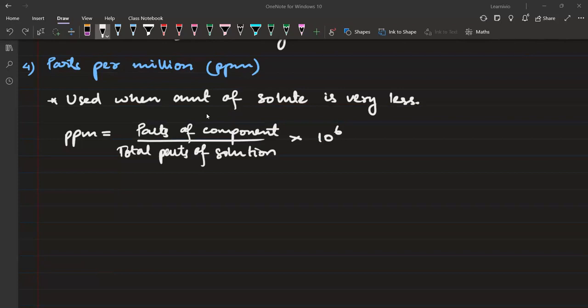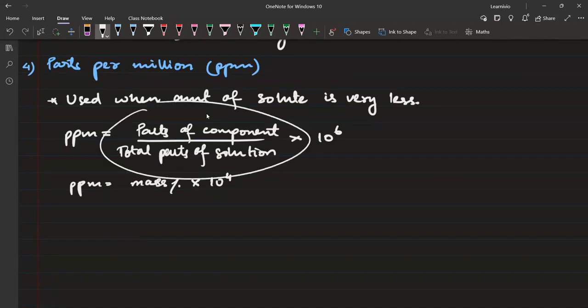Now there is a relationship between mass percentage and ppm. I can write ppm is equal to mass percentage multiplied by 10 to the power 4. Because mass percentage has the fraction part. This fraction part is the same, multiplied by 100. And if you multiply 10 to the power 4 into 100, it will be 10 to the power 6, and it will now be ppm. Chaliye, please write this down.